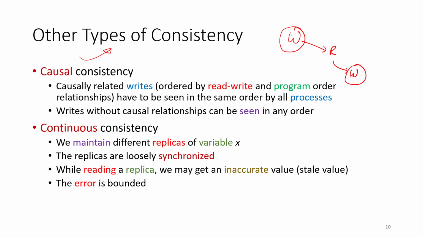So as long as there is some sort of a cause-effect or causal relationship, we will expect them to be seen in the same order by all processes, right? But if you don't have causal relationships, they can be seen in any order. So a wonderful example can be given to illustrate the point.